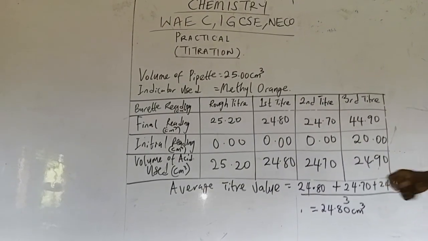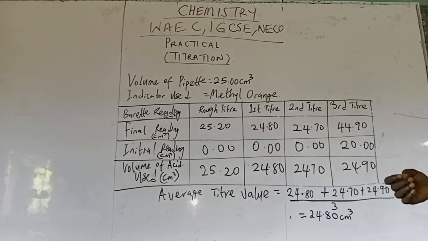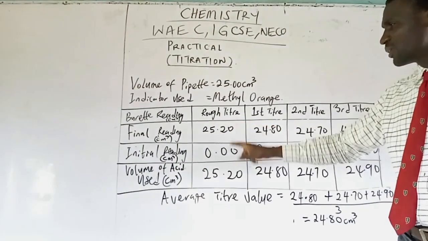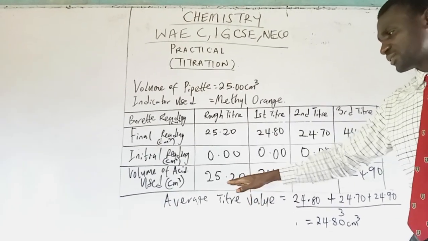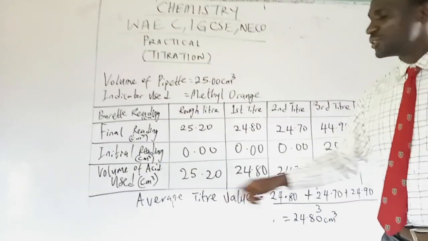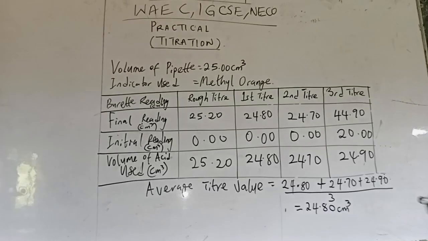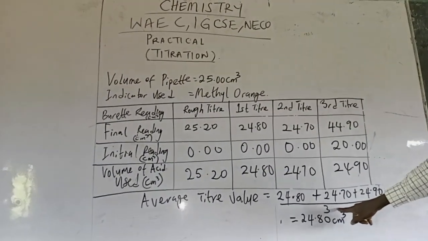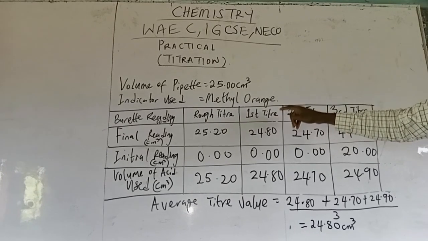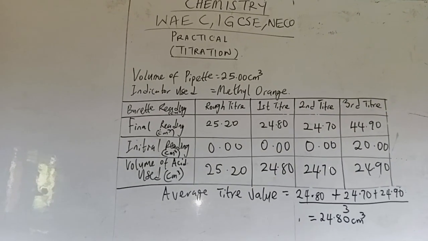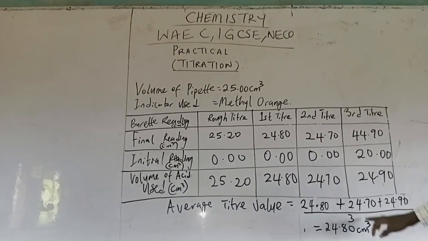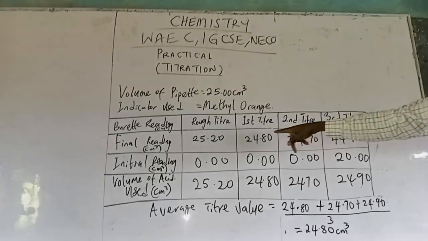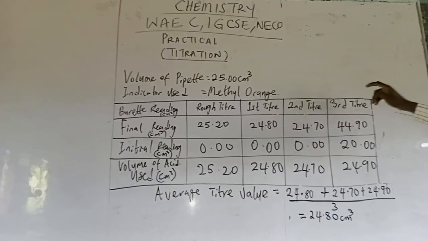So after getting the difference, some of the mistakes students make is that they still add the rough titer. The rough titer must not be there. So if you want to do your calculation, you either pick first and second titer and divide by 2, or you pick the first, second and third titer and divide by 3. That is what they call the average titer value. So we are picking the first titer value, second titer and third titer.